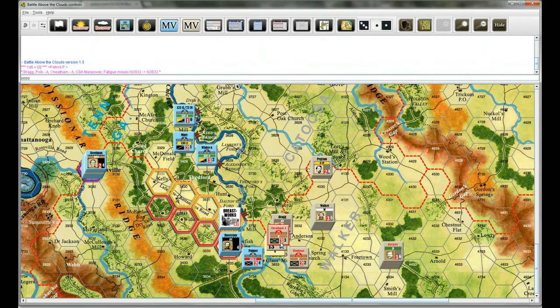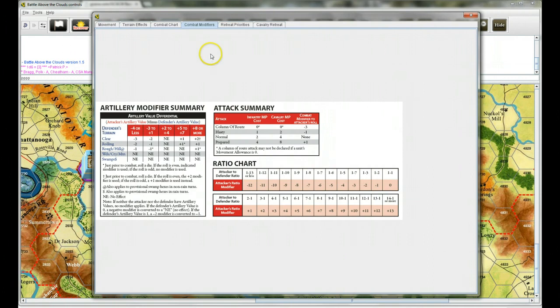The first decision you need to make when you are attacking. So we'll pull up our handy dandy charts, and we can see right here we have our attack summary. The attack summary is the amount of movement points you are willing to expend from your current movement allowance to determine what kind of attack you're going to make. So you can see they range from a column of route, essentially they're marching down the road and they're just firing their rifles from the road while in line formation. As you can see, it costs them nothing.